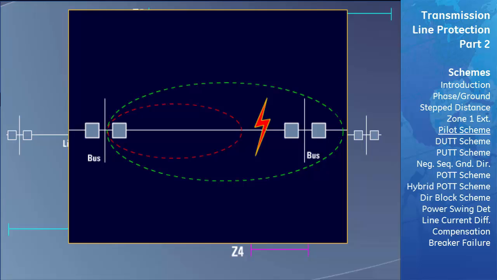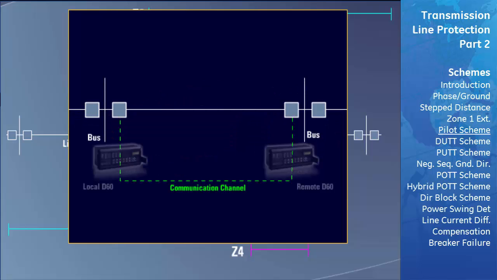Pilot schemes speed up the clearing of faults that occur on the transmission line and inside Zone 2 of the local relay by communicating with the relay at the remote end of the line to determine if the fault is actually on the transmission line. Therefore, all pilot-aided schemes require a communication channel be provided between the two relays. Over this communication channel, the two relays share information regarding the general location of the fault, allowing the clearing of faults on the transmission line to occur as fast as possible.